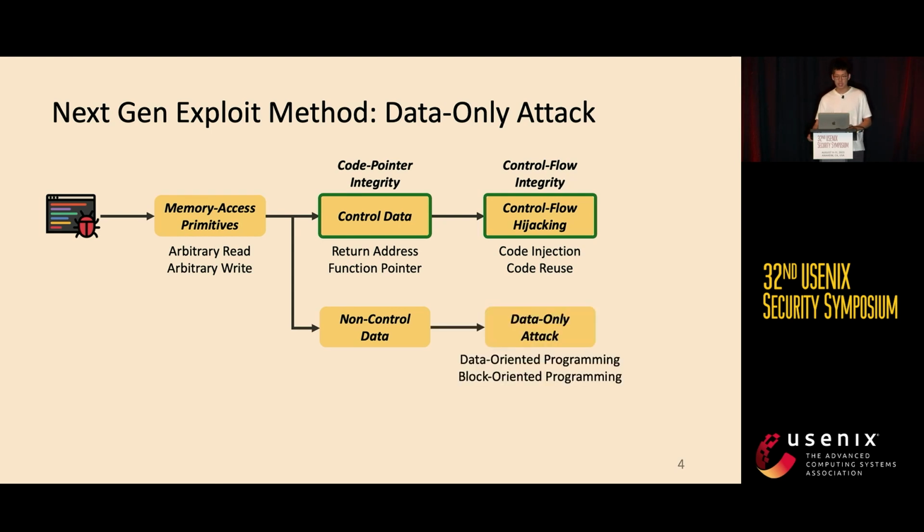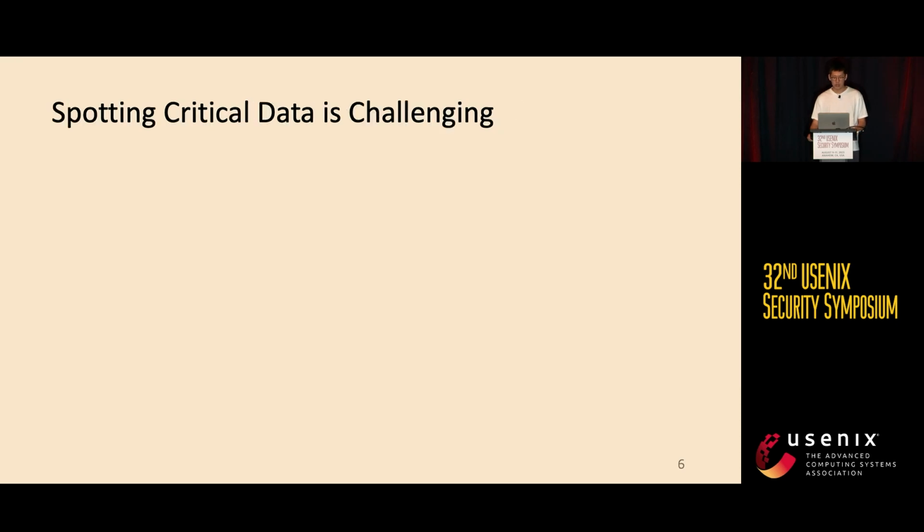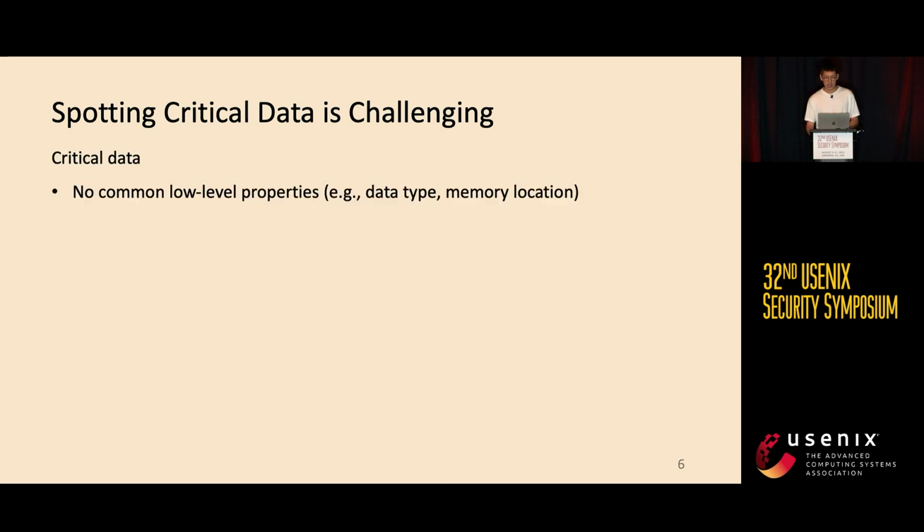Since non-control data plays such an important role in data-only attacks, the question is how to automatically identify security-critical non-control data, or what we call critical data. Identifying critical data is important but also challenging. Unlike control data, which has common low-level properties, for example, specific data type or memory location, critical data are defined based on high-level semantics. However, general analysis to infer high-level semantics is impractical, especially on large programs.